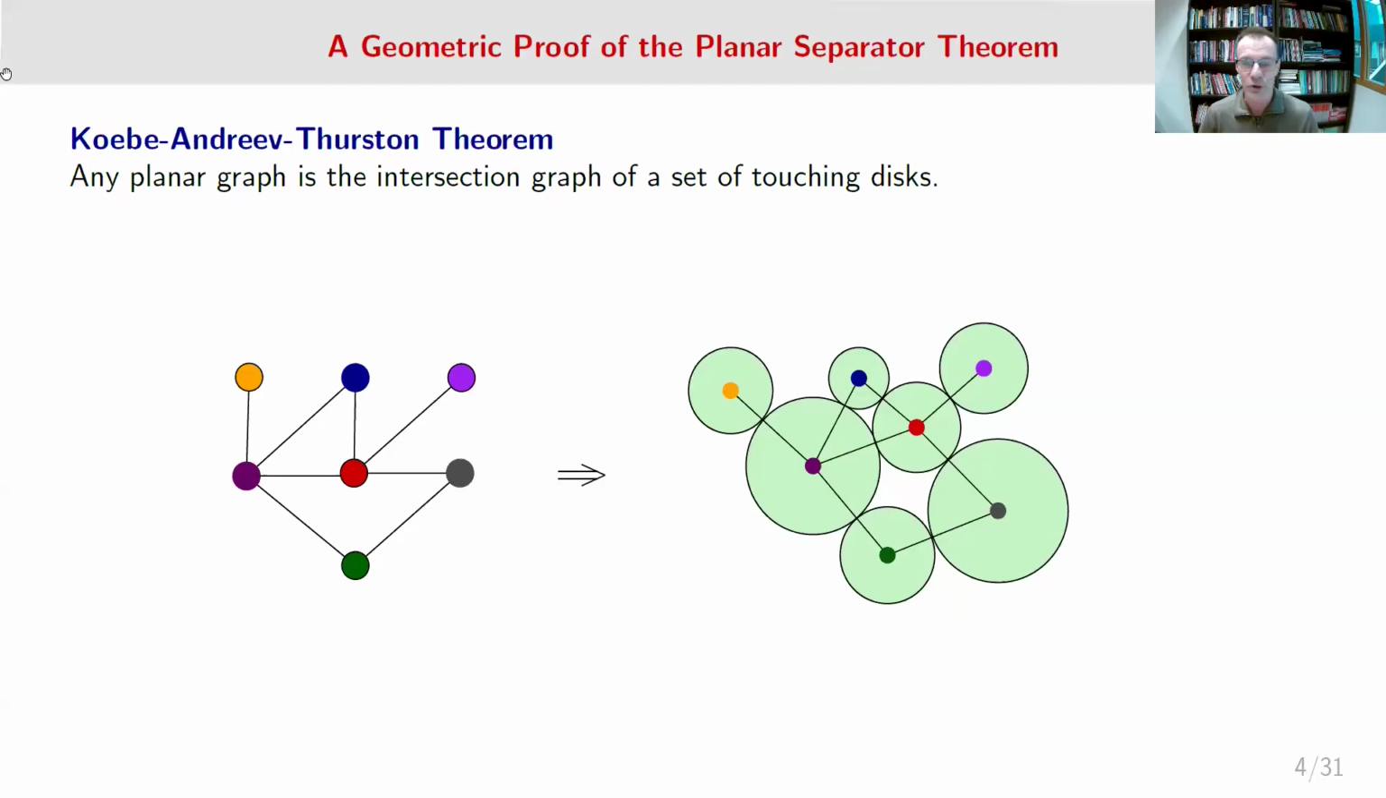And that goes as follows. You know perhaps that any planar graph can be represented as an intersection graph of disks that are touching. So here you see a graph, and here it's represented by every node becoming a disk. The disks don't intersect, or at least their interiors don't intersect, but whenever they touch, there's an edge between them. And there's a famous theorem saying that any planar graph has such a representation.